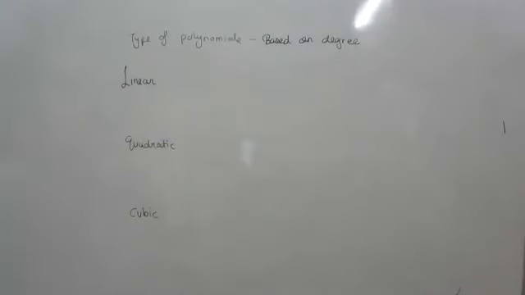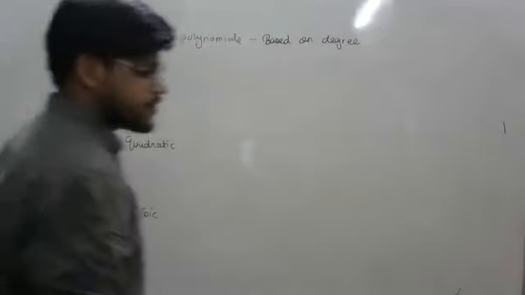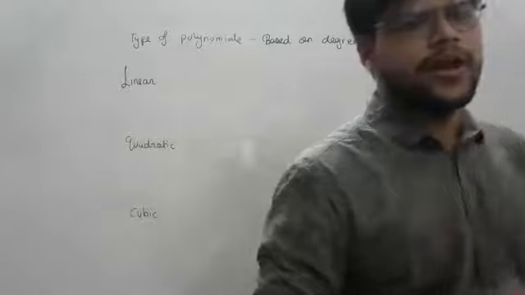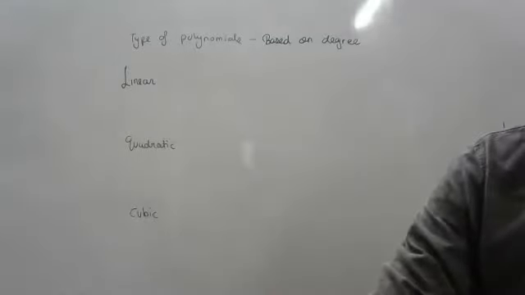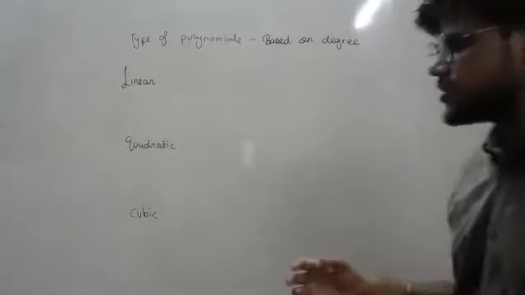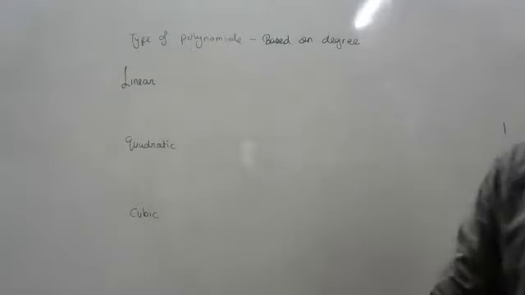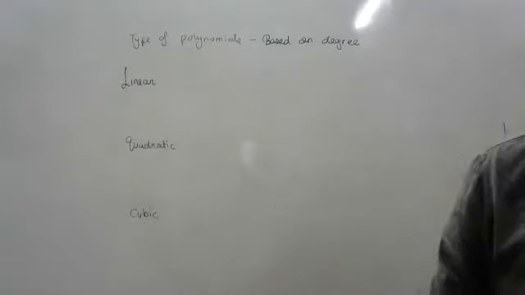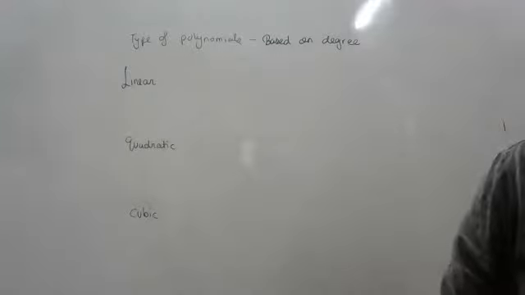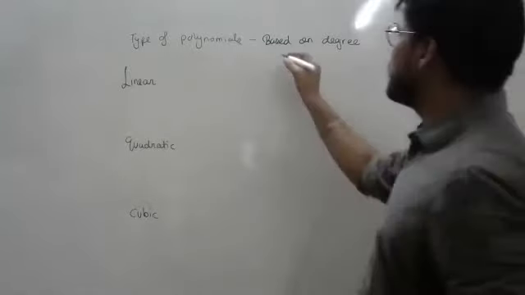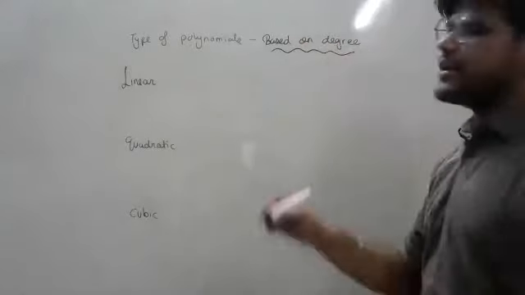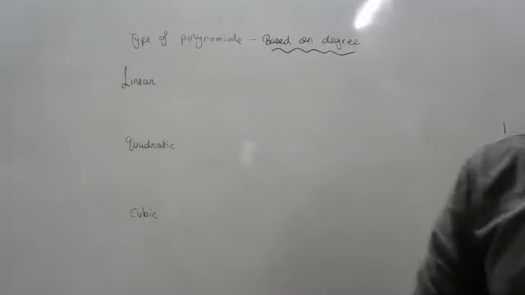So today our topic will be understanding linear, quadratic and cubic polynomials. Yesterday we had an introduction regarding what exactly is a polynomial, which type of expressions can be considered a polynomial, and how to find the degree of a polynomial. Today we will be understanding types of polynomial based on degree.